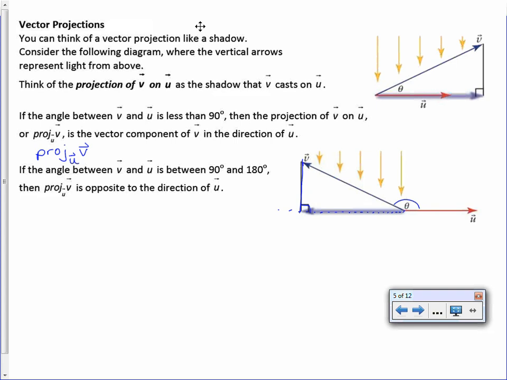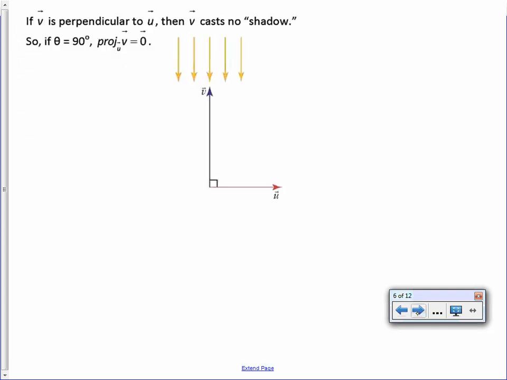Okay? And we talked about the fact that if the angle is less than 90, then the vector will go in the same direction as the second vector. If the angle is bigger than 90 but less than 180, so obtuse, it will go in the opposite direction. And if it was 90 degrees, the answer would actually be 0. Think of it like a shadow of something that's perfectly vertical and has no shadow. Whereas as soon as you have an angle, there's going to be a shadow. Is this making sense, everybody?